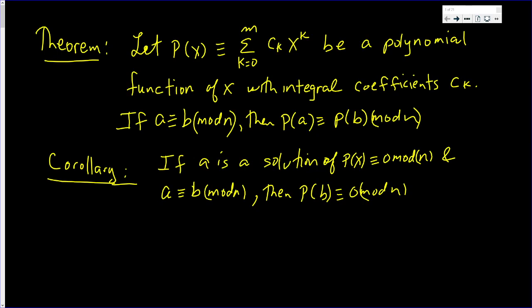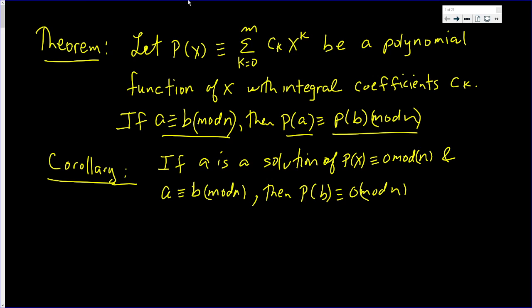In this video, we're going to prove a theorem and a corollary. The theorem states that if we define p of x to be a standard polynomial, the summation of c sub k x to the k, where k goes from 0 to m, with integral coefficients c sub k, and if a is congruent to b mod n, then p of a is congruent to p of b mod n.